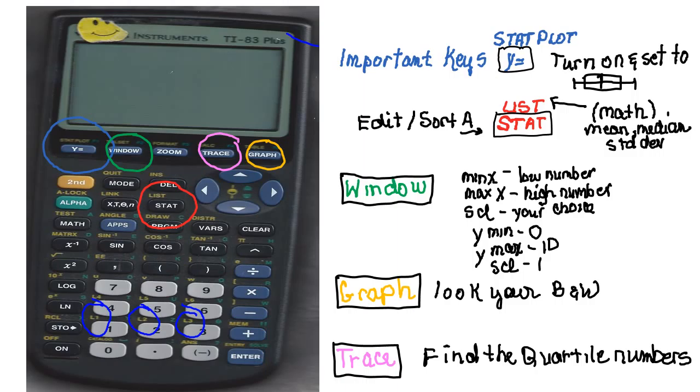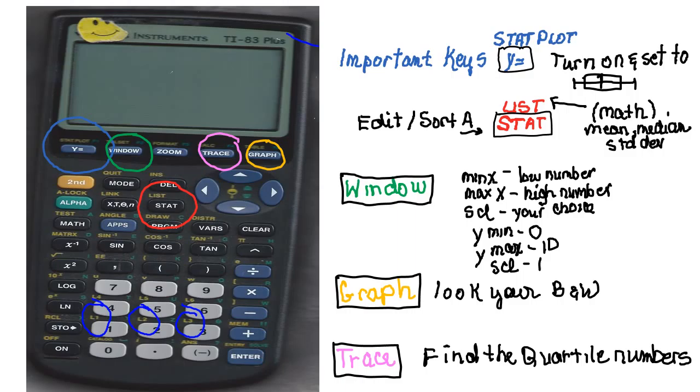Next thing you need to do before you can look at your box and whiskers is to set a good window. Generally, the minimum X number is going to be a little bit less than the lowest number. A maximum X will be a little bit higher than your highest number. The scale will be your choice. Sometimes it's handy to count by ones, and other times it may be handy to count by 5s, 10s, or even hundreds. And then, just so that you can see the box and whiskers, keep your Y minimum at 0, your Y maximum at 10, and the scale at 1.